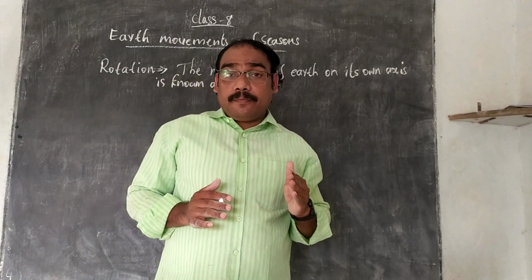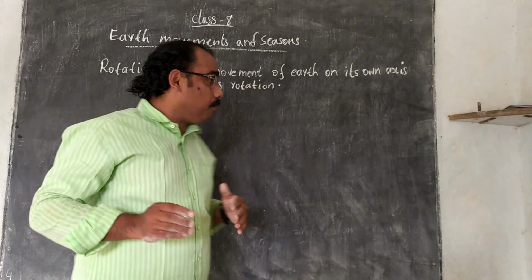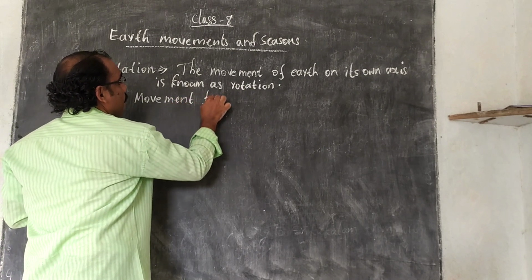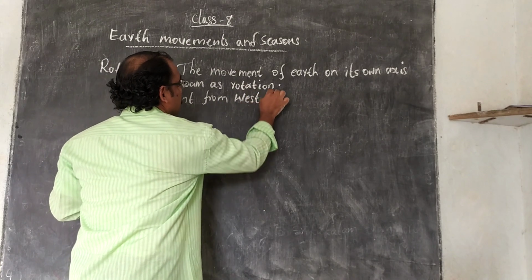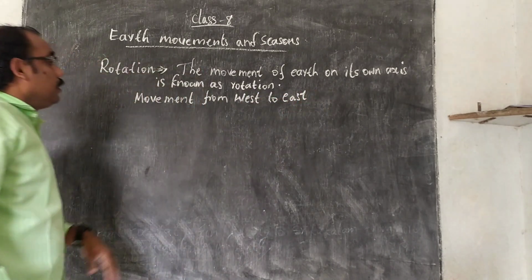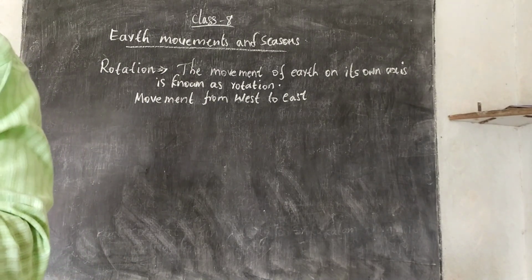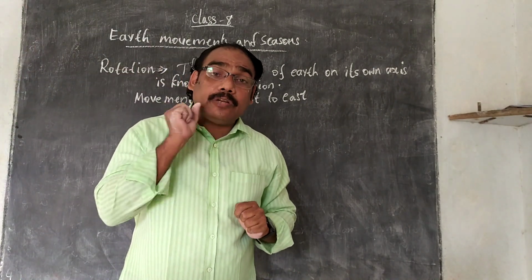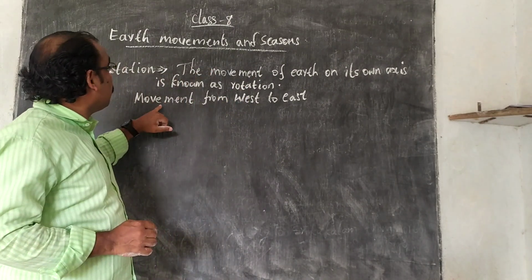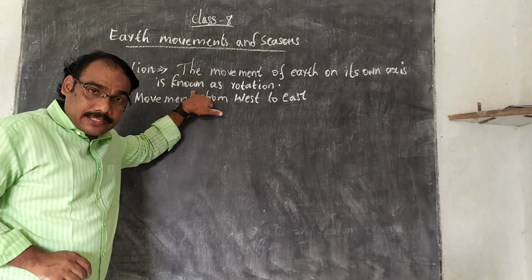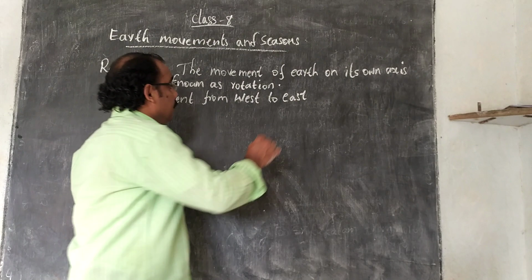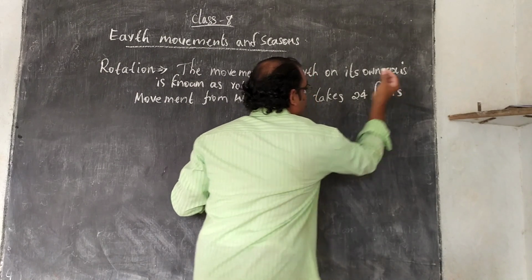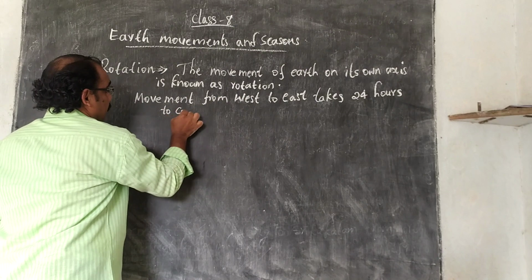The Earth is always moving from west to east. So don't forget, it is west to east. For completing one rotation, it takes 24 hours. Is it clear? So the movement of the Earth on its own axis is known as rotation. The movement from west to east takes how much time? It takes 24 hours to complete one rotation.